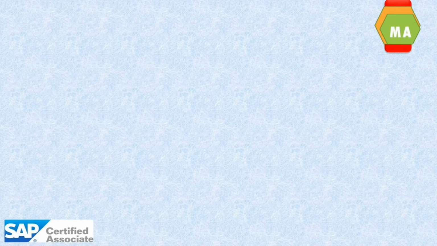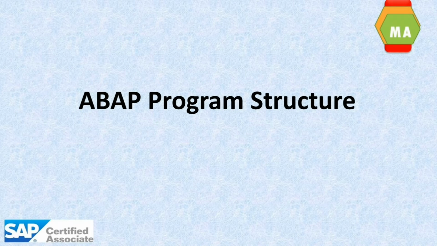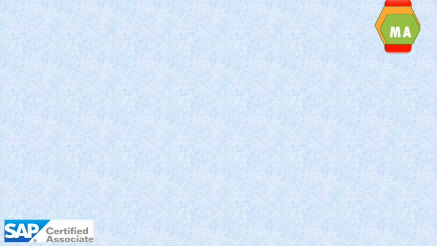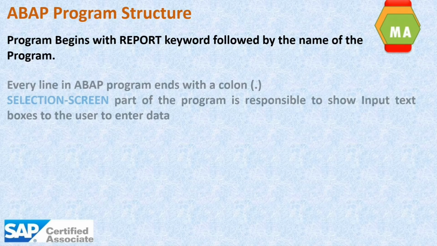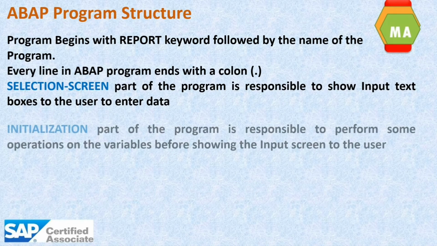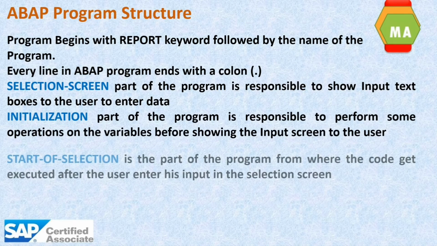Every ABAP program begins with a keyword report followed by the program name. Every line in the ABAP program ends with colon. Selection screen is the part of the program responsible to show input boxes to the end user. Initialization is the part where you initialize the variable before the selection screen is shown to the user. Start of selection is the actual area from where the execution of the program starts.